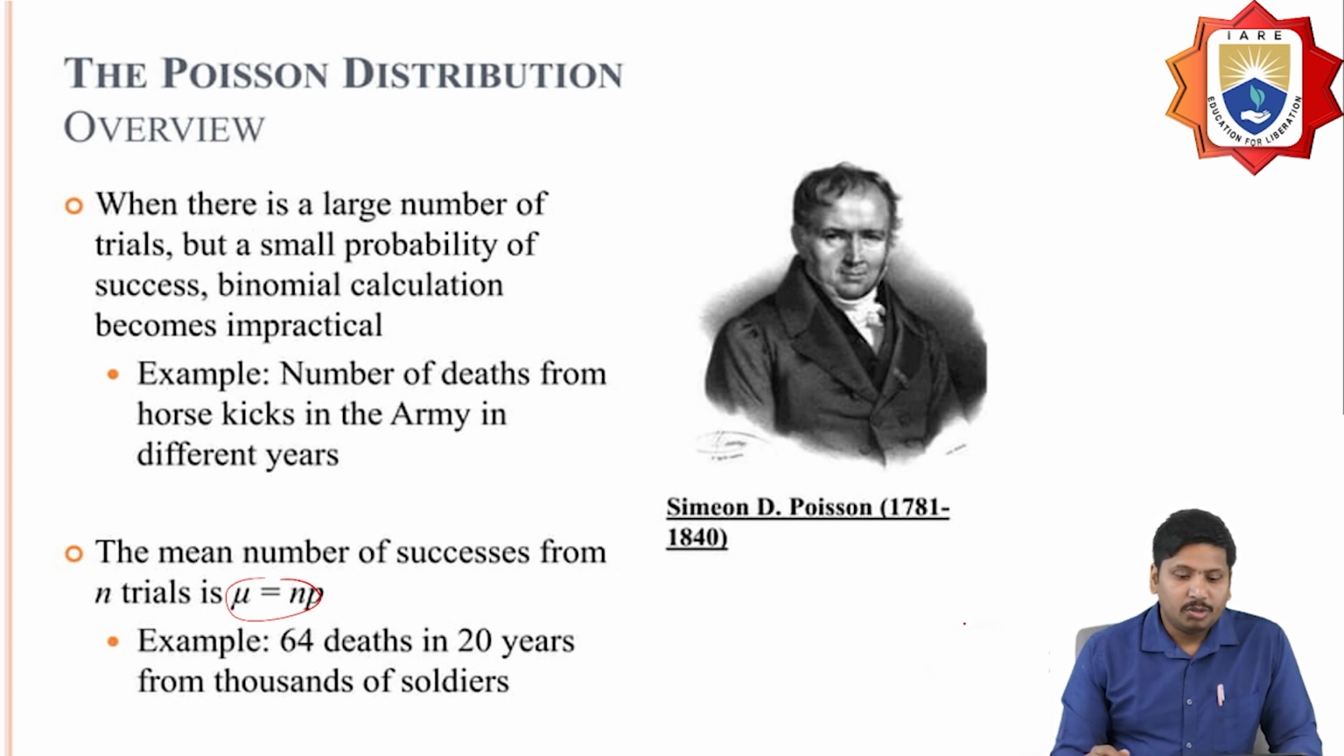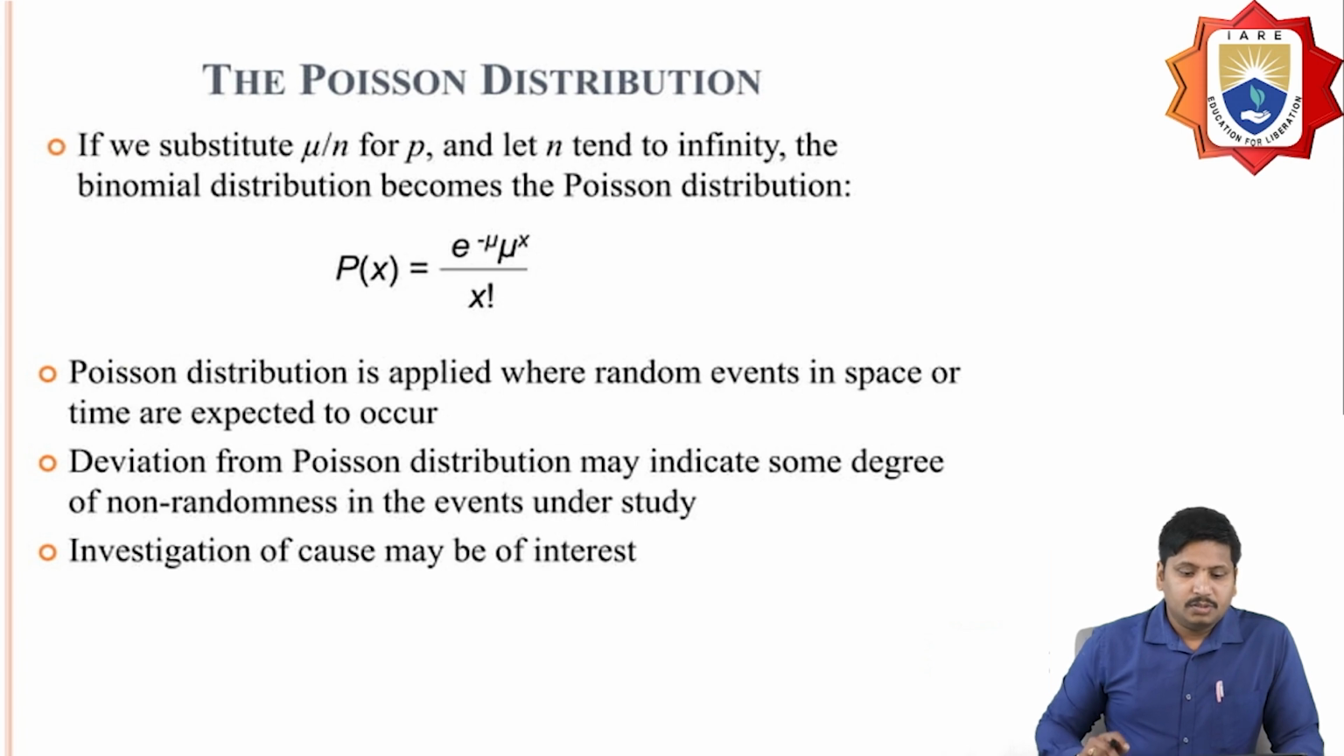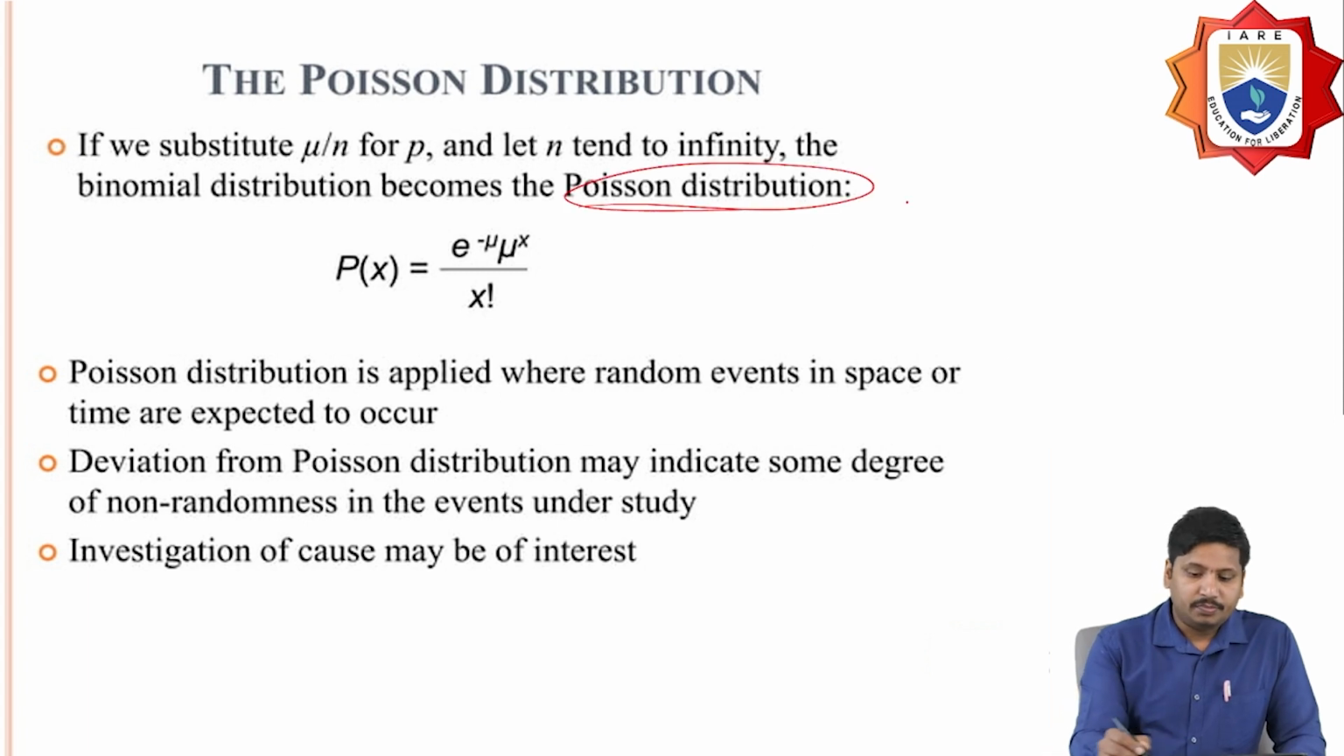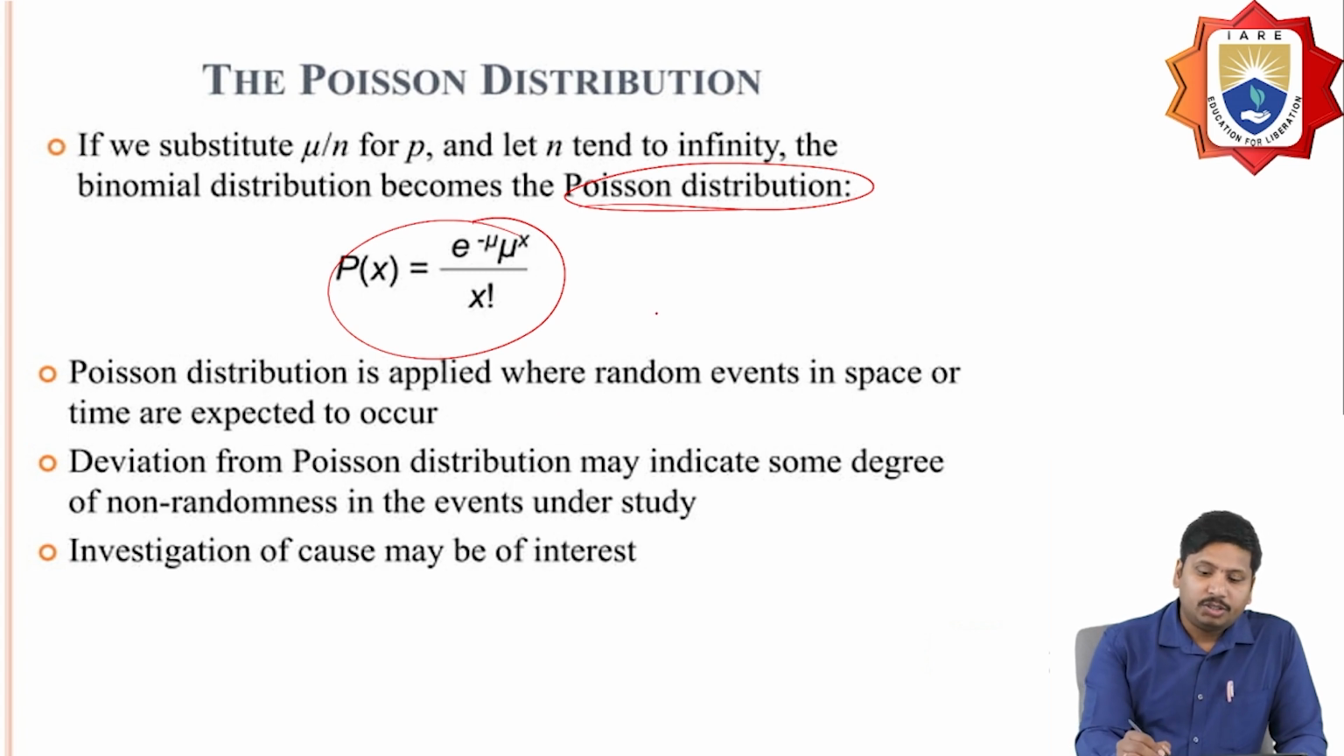So that is going to be solved through the Poisson distribution, where the mean number of successes is given by mu, equal to n into p. If I substitute the mu value for p and let n go to infinity, the binomial distribution becomes the Poisson distribution. This Poisson distribution is given by the equation: probability of x equals e power minus mu into mu power x by x factorial.